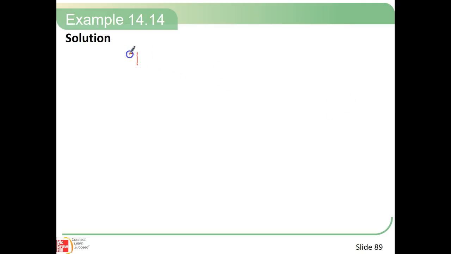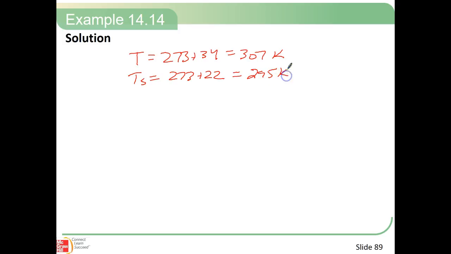We're going to say that our temperature here is 273 plus the 34, and that's 307 K. TS for this one is equal to 273 plus 22. That's equal to 295 K. And so the net here is equal to E times sigma times the area, and then we've got T^4 minus Ts^4, and that's for the S.